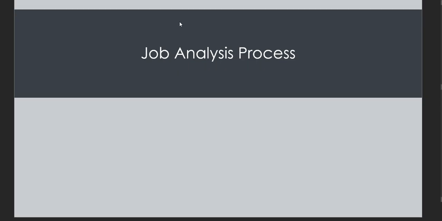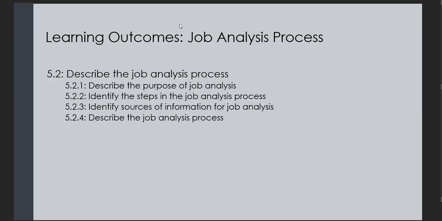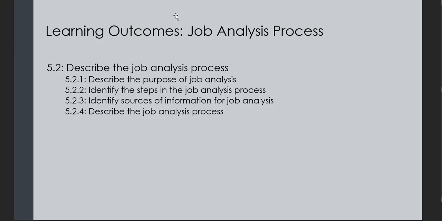Now let's move on to job analysis. This is the systemic process of understanding what jobs actually involve. The 4 learning objectives describe the purpose of job analysis, which is why we do it. Second, identify the steps in the job analysis process. That is how it's done. Third, identify sources of information for job analysis. This is where we get data. Then fourth, describe the job analysis process in detail. Job analysis is fundamental to everything HR does.